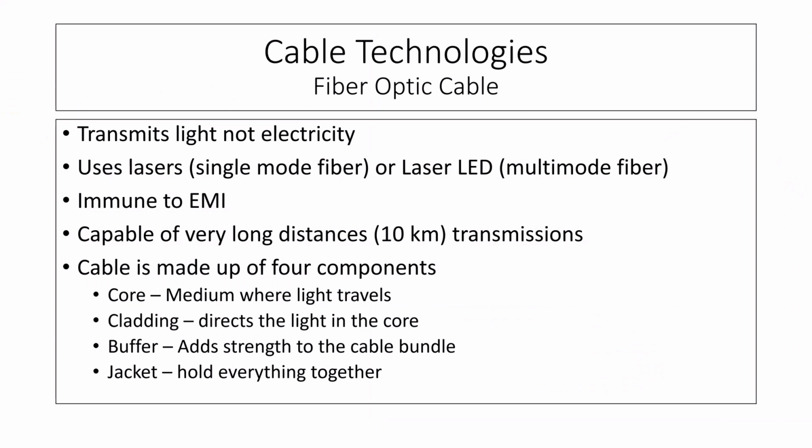We're capable of going very, very long distances with our fiber optic cable. A single mode fiber run can go up to 10 kilometers. And our fiber is made up of 4 different components. We have our core, which is the actual glass where the light travels. Cladding helps keep the light within that glass core. Buffer adds strength to the cable. And our jacket holds everything together.